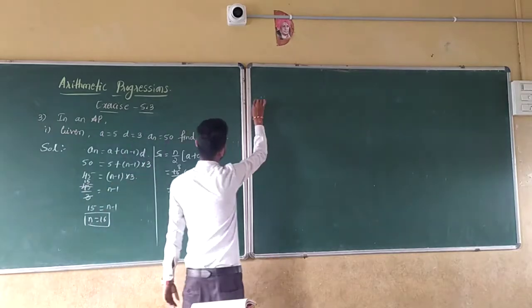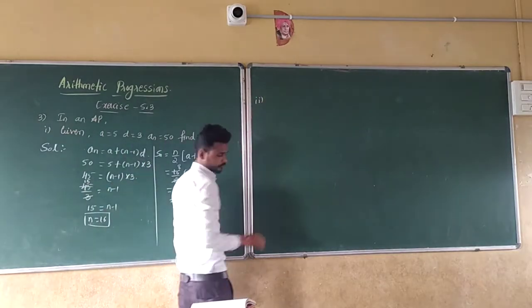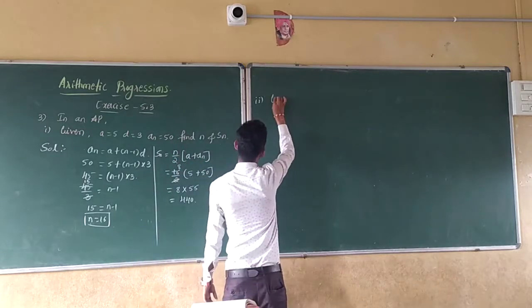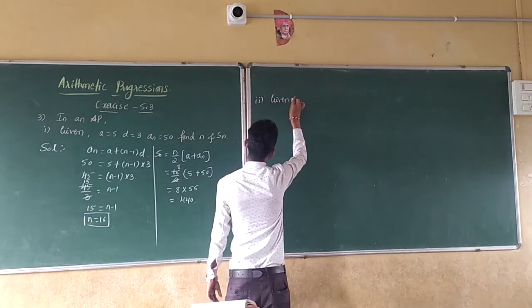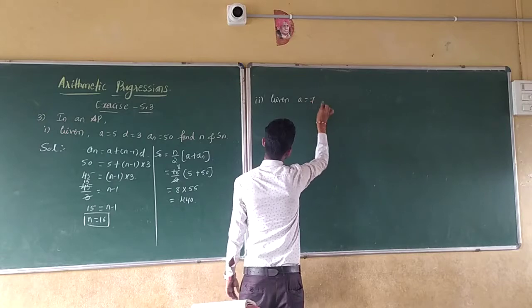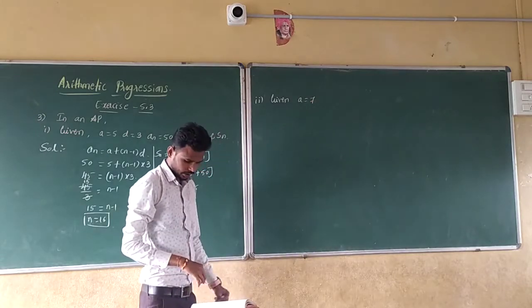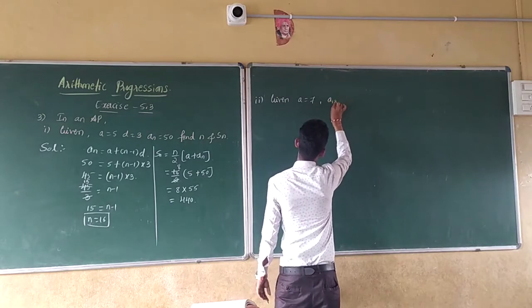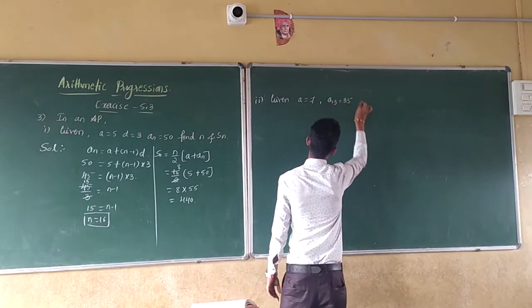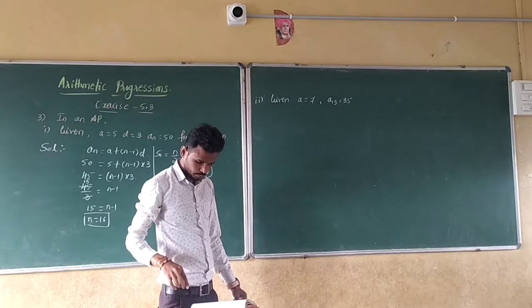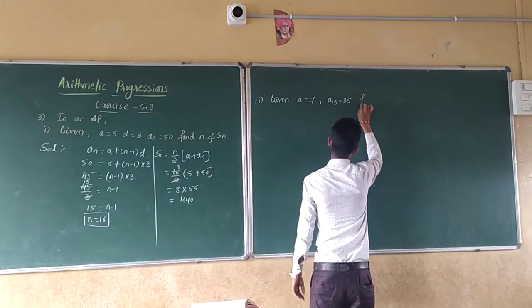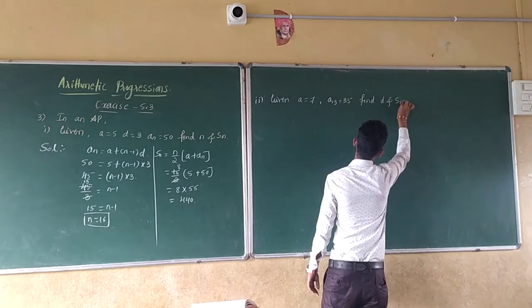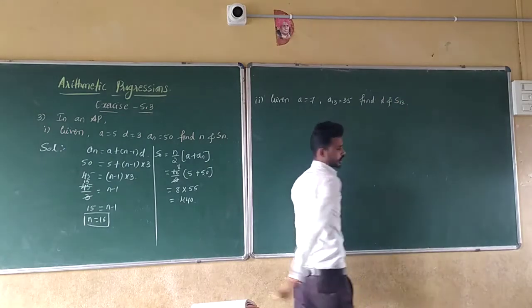Let us see next. In that only, second question: given a equals 7, a13 equals 35, find d and S13.